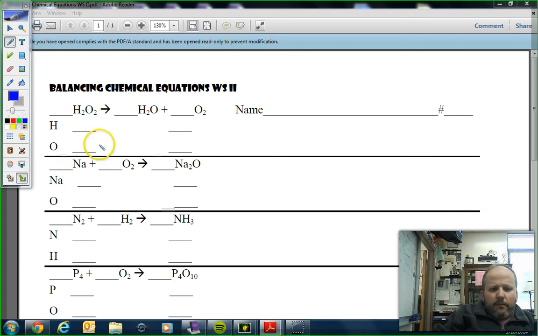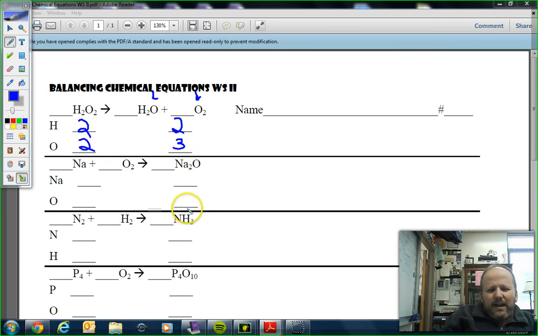Let's do this problem. Okay, H2O2 makes H2O and O2. Currently all those coefficients are 1. So 1 times 2, 2 hydrogens, and 1 times 2, 2 hydrogen and oxygen on the other side. Be careful counting oxygen. It's in both things. 1 times 1, 1, plus 1 times 2, 2. 1 plus 2, 3. Hydrogen is balanced. Oxygen is not.